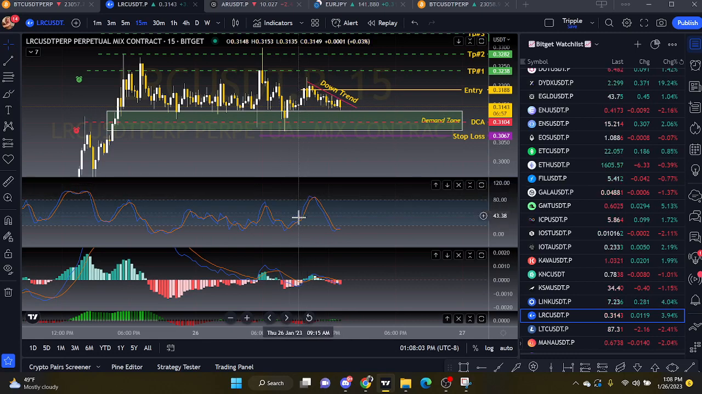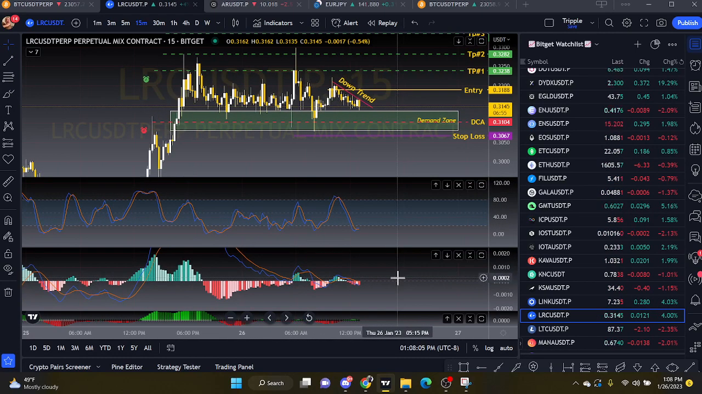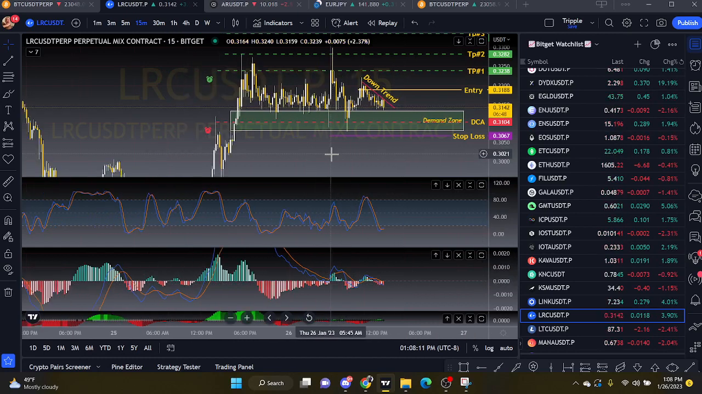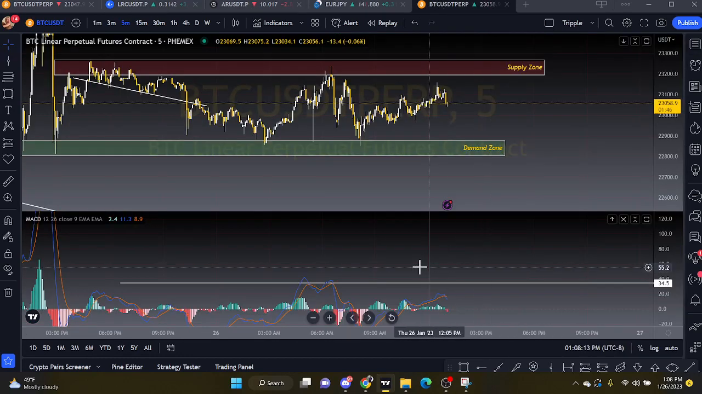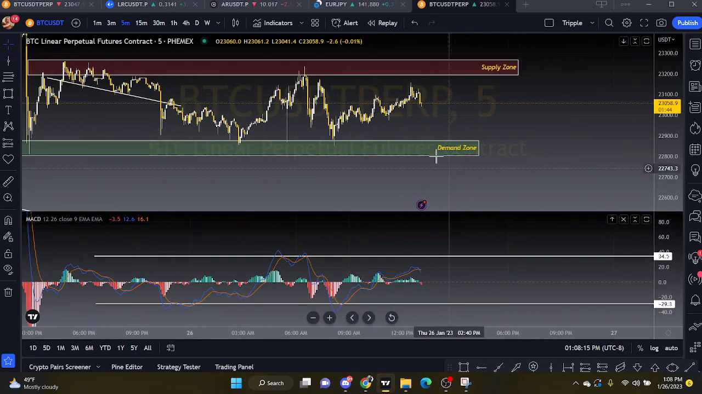So that's pretty much it for your MACD. Any questions on your MACD? Let me go back to this chart. Bam, bam, looking nice, crossing right now.